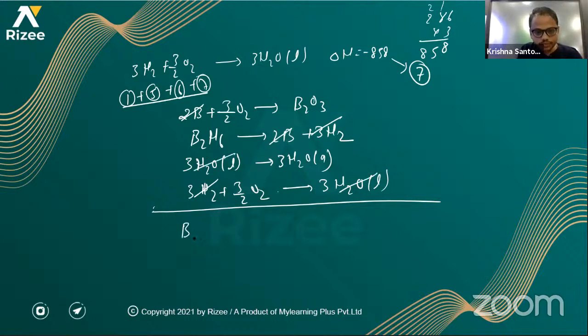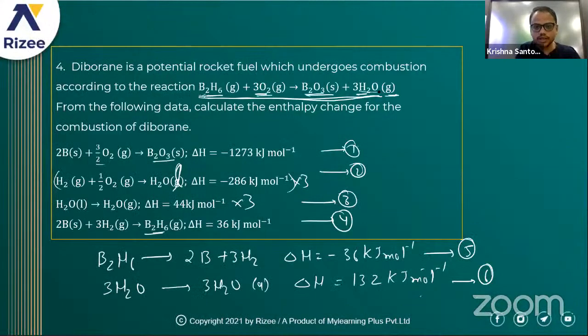So I will be remaining with B2H6 plus 3O2 gives rise to B2O3 plus 3H2. So this is the required equation, I think. So B2H6 plus 3O2 gives rise to B2O3 plus 3H2. Okay. So delta H value will be how much?